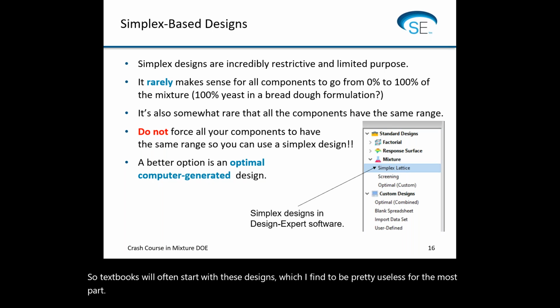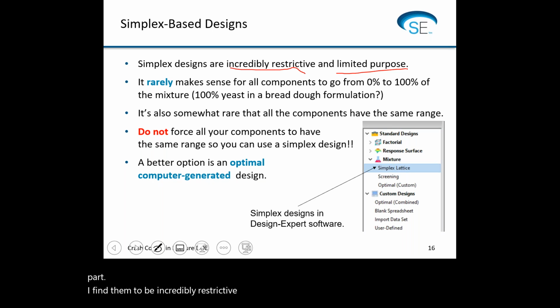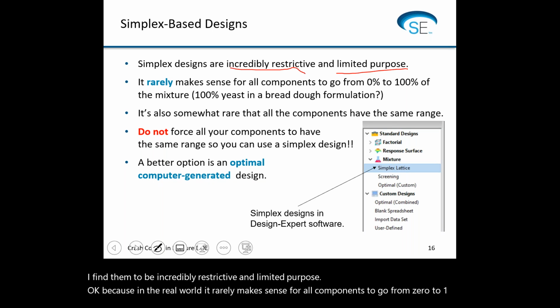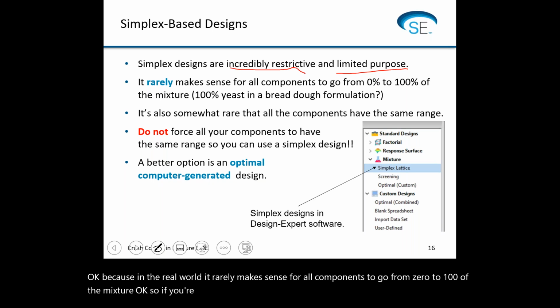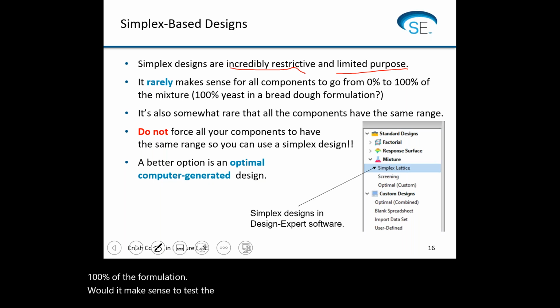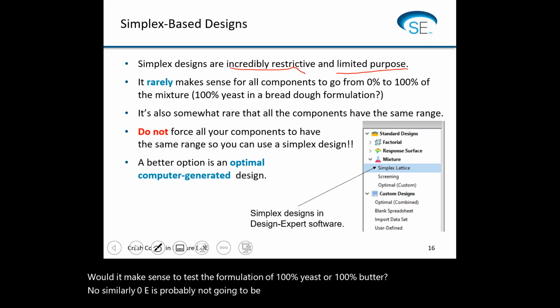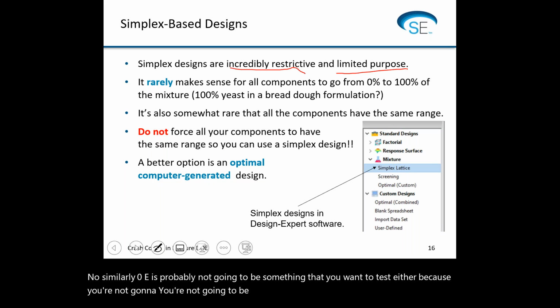I find them to be incredibly restrictive and limited purpose. Because in the real world, it rarely makes sense for all components to go from 0 to 100% of the mixture. So if you're making bread dough, does it make sense that yeast is 100% of the formulation? Would it make sense to test the formulation of 100% yeast or 100% butter? No. Similarly, 0% yeast is probably not something that you want to test either, because you're not going to be making a very nice bread.